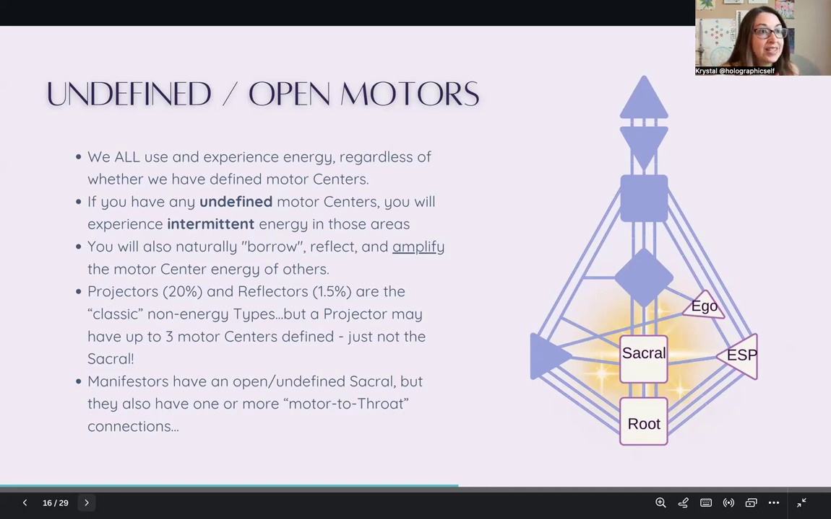Because depending on the transits, depending on the people I'm around, depending on the conditioning I've received over my life, these centers will work in different ways. So it's not like it's neutral or you're missing that energy, right? We're all always going to have these co-creative connections in our flow of energy.